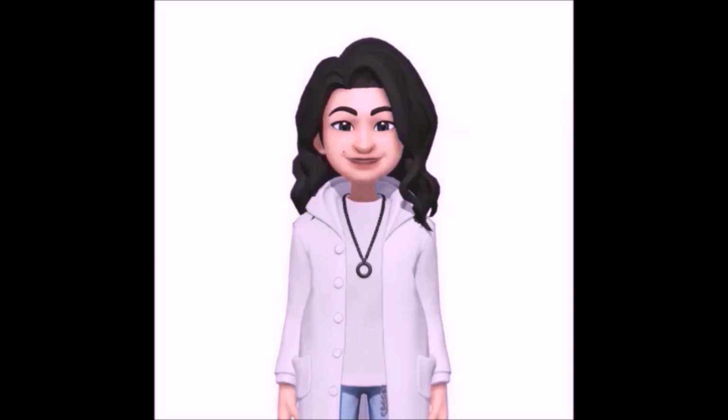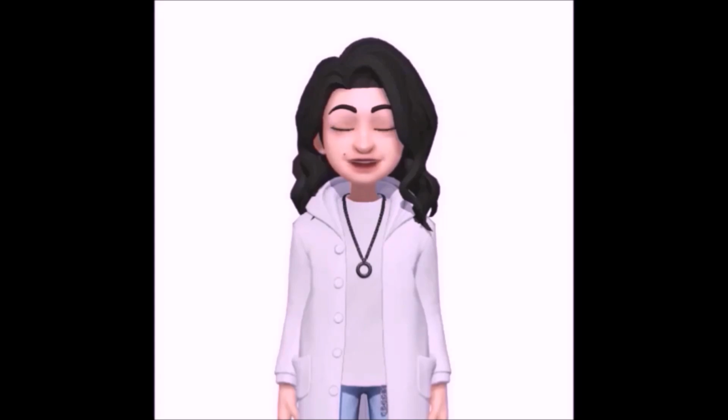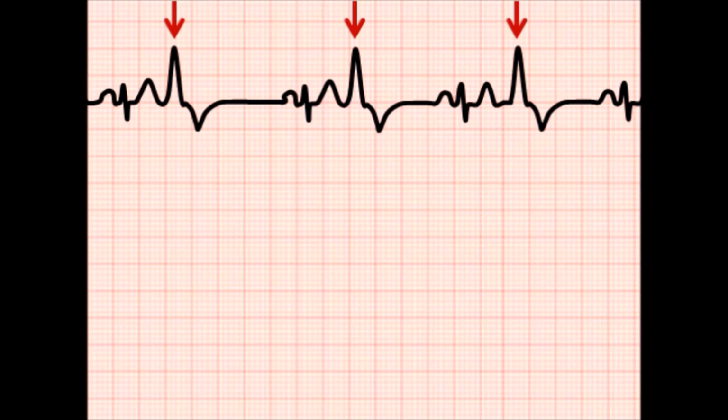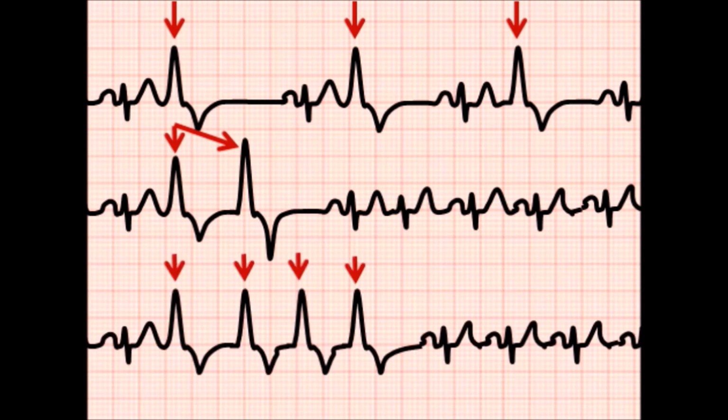Question number 4. Let me see if you can answer this. What is the difference between ventricular bigeminy and ventricular couplets? A condition where every second beat is a ventricular beat is called ventricular bigeminy. 2 consecutive ventricular beats are called ventricular couplets. 3 or more consecutive ventricular beats is called ventricular tachycardia.